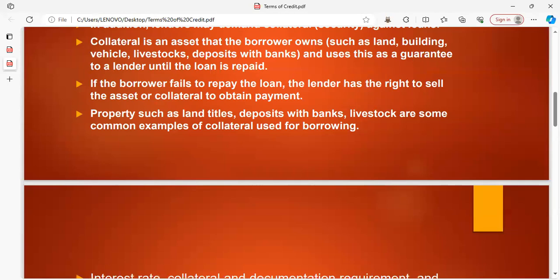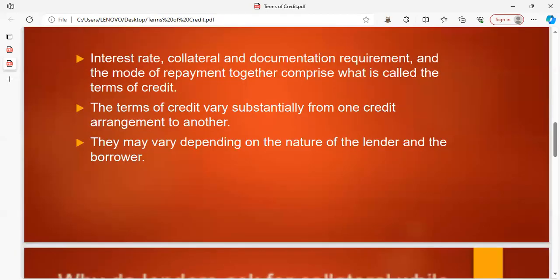Property such as a land title, that is the legal document that proves the ownership of a piece of land, deposits with banks, and livestock are common examples of collateral. So it can be your deposits. You are keeping some amount of money with the bank, and it can be used as collateral. Then the land title, that is your property document, can be used as legal collateral security. Then livestock. Now, interest rate, collateral, documentation requirement, and mode of repayment together comprise what is called terms of credit.